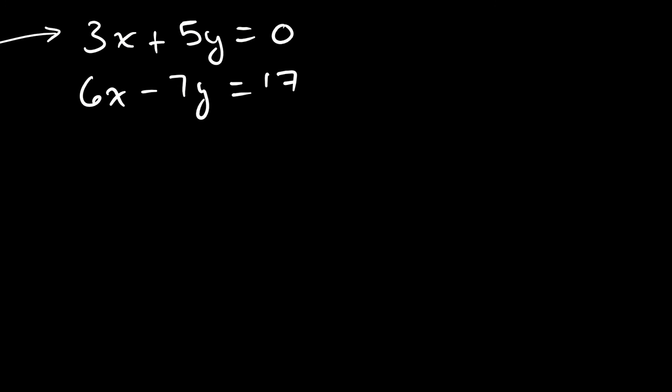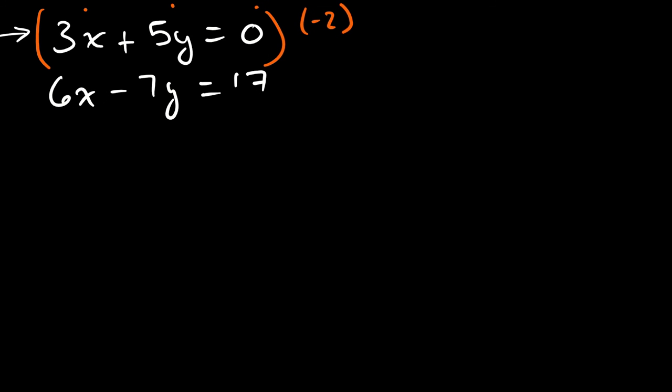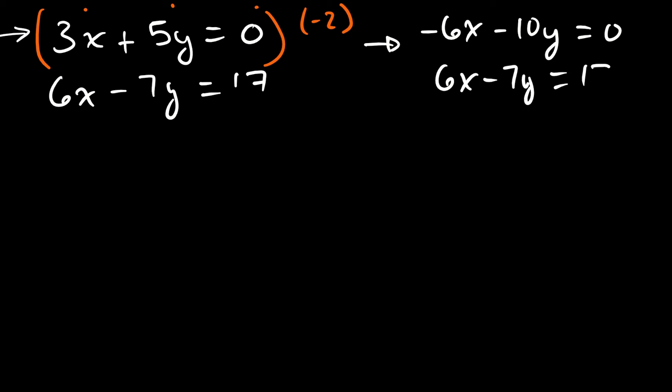I'm going to choose to take the top equation and multiply all the terms on both sides of that equation by -2. So I'm just pushing this factor of -2 onto this term and this term. This top equation is going to become -6x - 10y = 0. 0 times -2 is still 0, but I did multiply by it. It just didn't have an effect. And then the second equation is still 6x - 7y = 17.